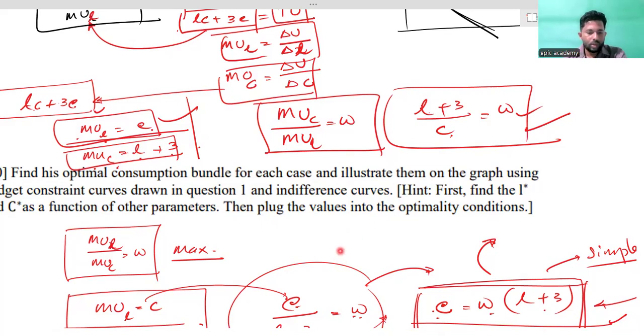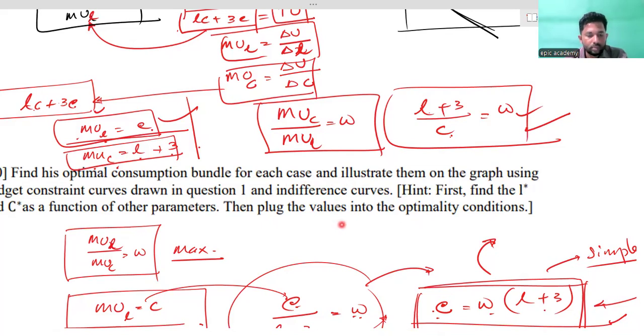Okay. Question number 4, the maximum utility, isn't it? Yeah, question number 4, maximum utility. I mean, U equal to L plus 3 equation. This is already given in question number 2, U(C, L) equal to L plus 3 within brackets C. This is the maximum utilization of the consumer.